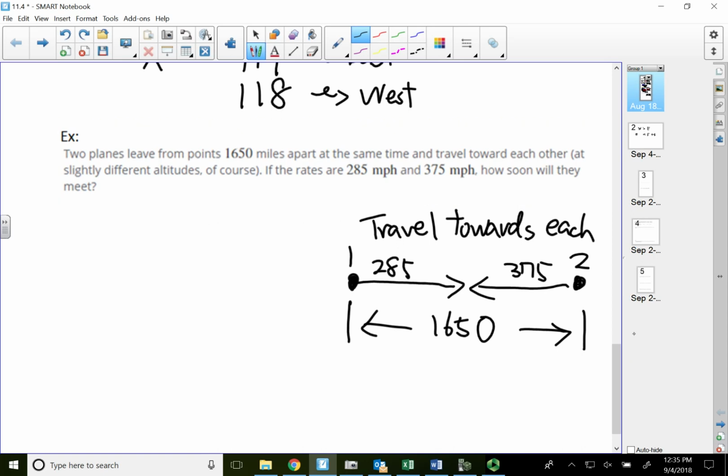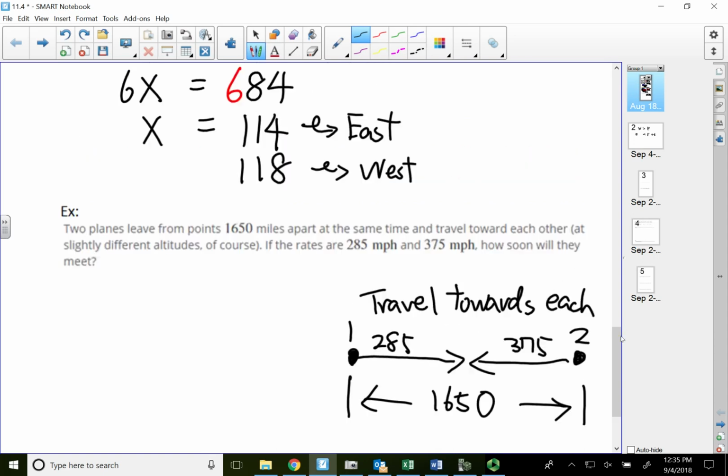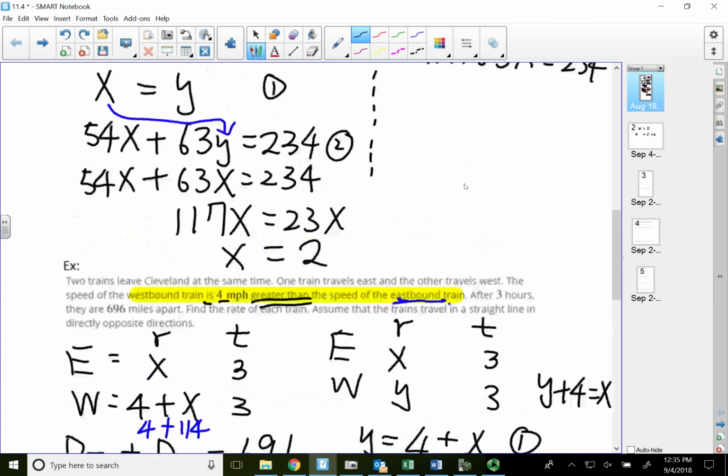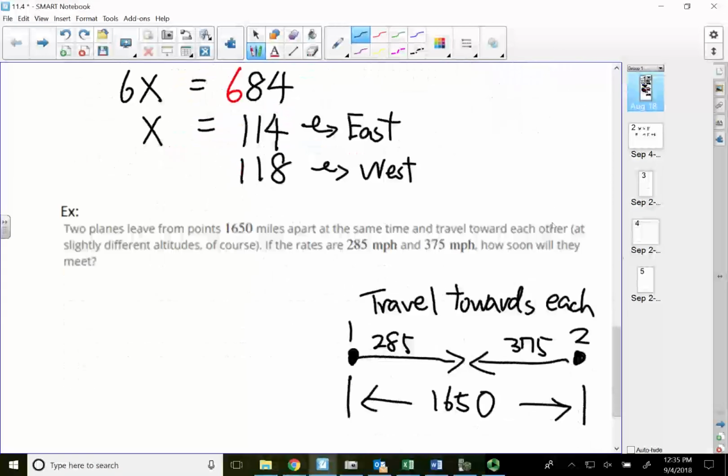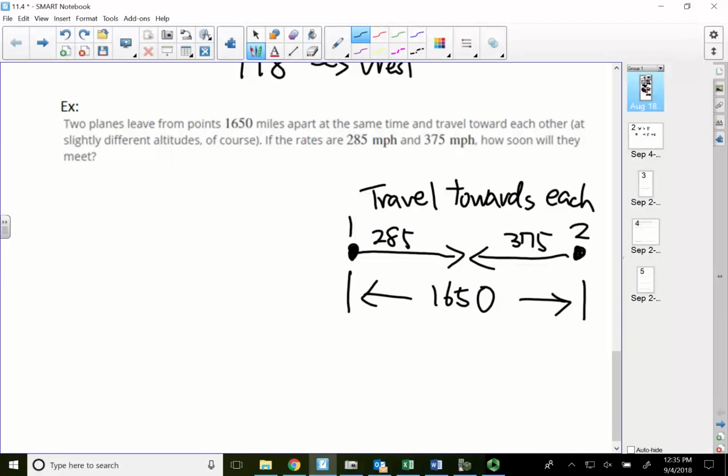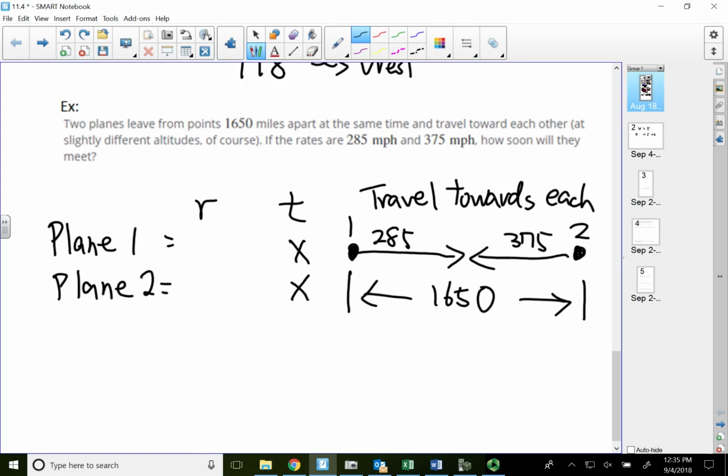Okay, just like the very first one I showed you. They're leaving at the same time, so by the time they meet, or by the time they are so many miles apart, both of them have traveled the same amount of time. So if I know the time is the same, I'm just going to use one variable for this one. So I'm going to call it plane number 1 and plane number 2. All right, I got rate, I got time. I need to translate. We're saying the time is already the same, so let's call it x.